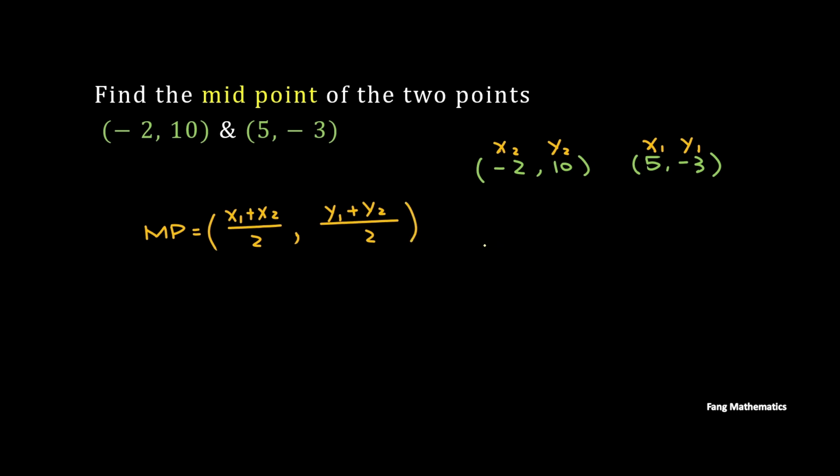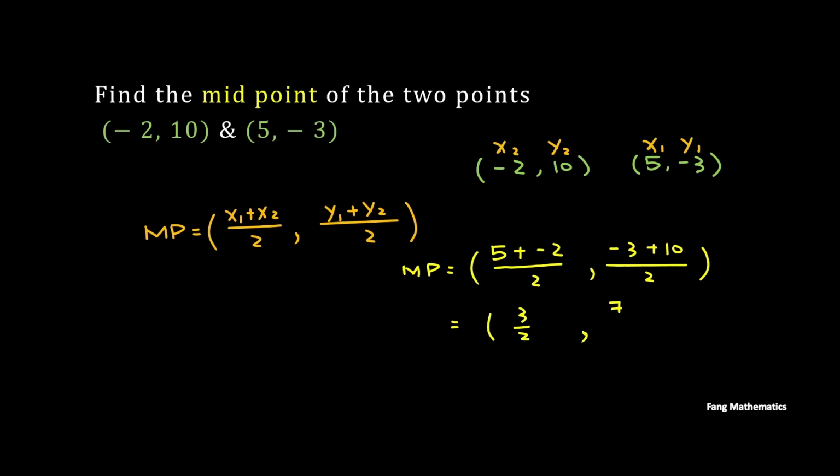Give yourself a try. So x1, 5, plus x2, that's minus 2 over 2, comma, you have y1 minus 3 plus y2, 10 over 2 in coordinate, and you are required to simplify. So I believe you should have 3 over 2, comma, and 7 over 2. And that is the final answer.